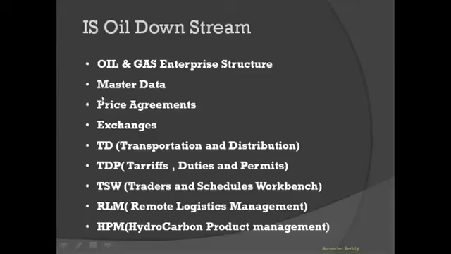So from pricing agreements to HPM, that means price agreements, exchanges, transportation and distribution, tariffs, duties and permits, traders and schedulers workbench, TSW, remote logistics management, RLM, and hydrocarbon product management, HPM. These are the topics we are going to cover. This is completely downstream. I'm not discussing the upstream because I'm leaving JVA and PRA in the upstream. Joint venture accounting, JVA. PRA means production revenue accounting.